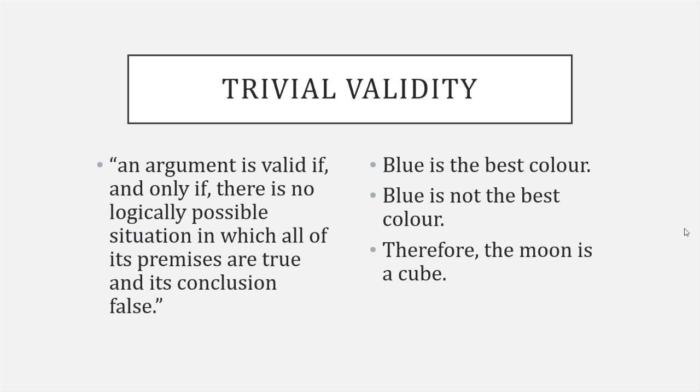On the left is just our definition of validity again, so you can refer to it. Now, here's an argument. Premise one: blue is the best color. Premise two: blue is not the best color. Therefore, the moon is a cube. By our definition, that is a valid argument. It's a valid argument, but it's a bad argument. It's not an argument you should like or enjoy. You should not go home and tell your parents, "Today I learned that the moon is a cube." But it's valid, and why?